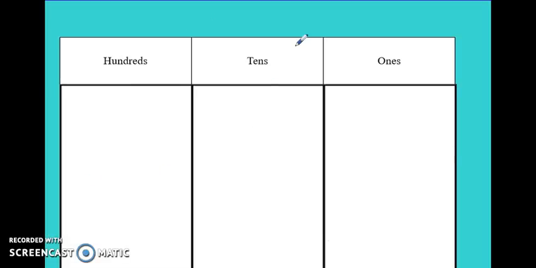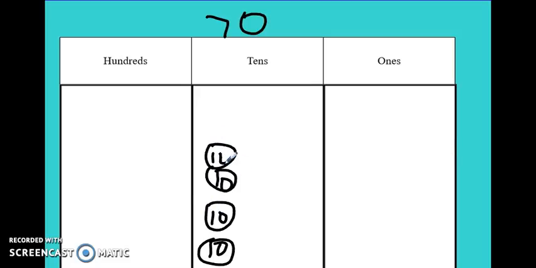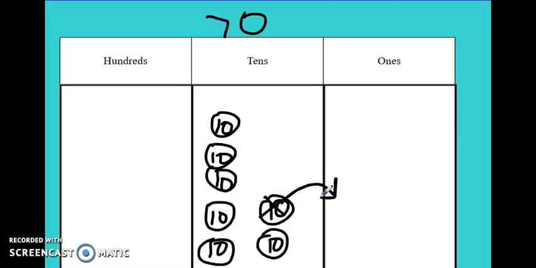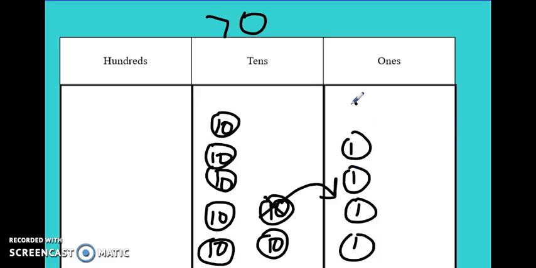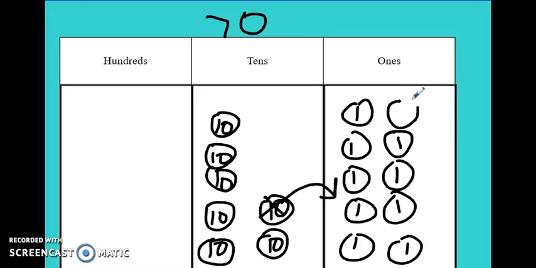Now let's try 1 less. So let's say we have the number 70, and I want 1 less than 70. So I'm going to make 70, 10, 20, 30, 40, 50, 60, 70. If I want to take 1 less than 70, what I need to do is take a 10 and bring it over into my ones. So a 10 equals 10 ones. So I'm going to put my 10 ones in the ones column. So it's 1, 2, 3, 4, 5, 6, 7, 8, 9, 10.